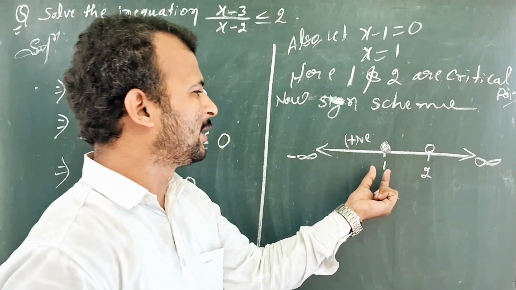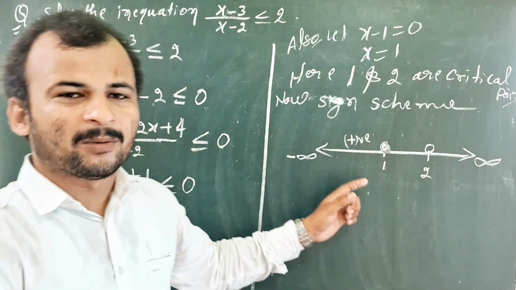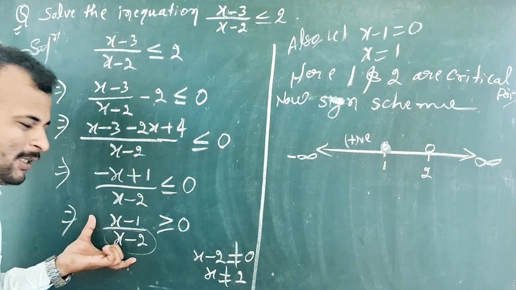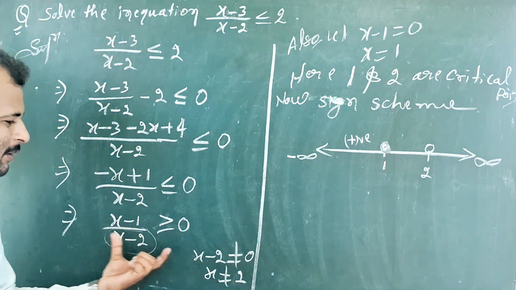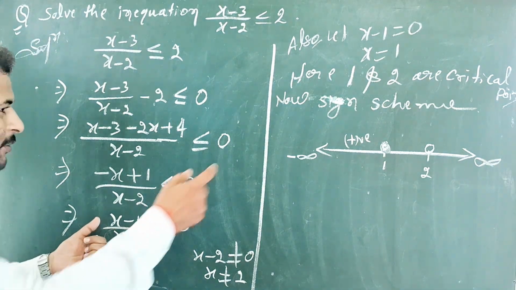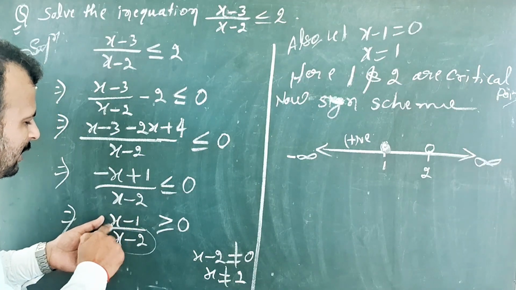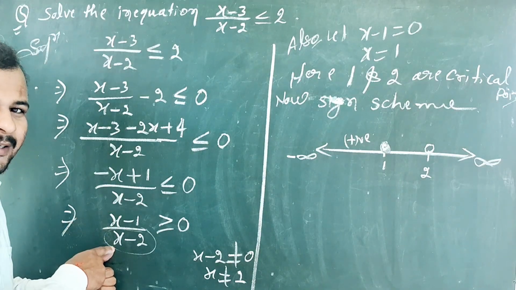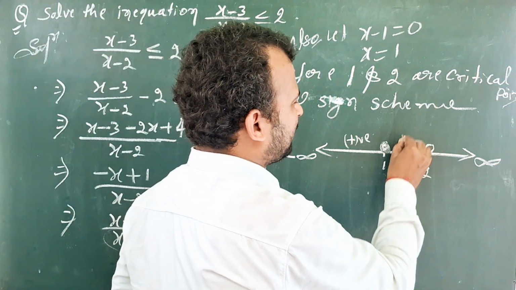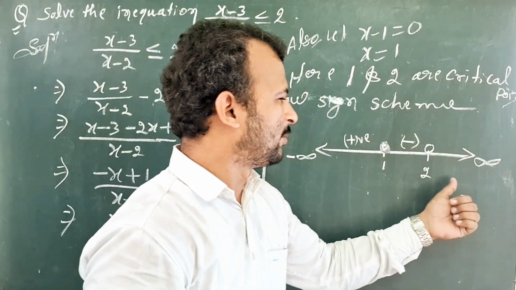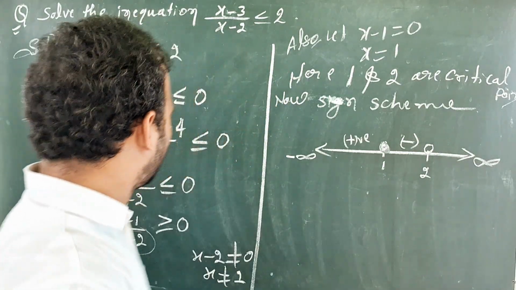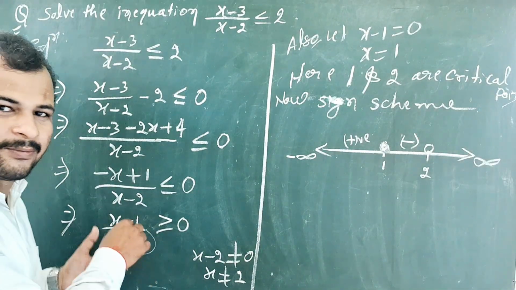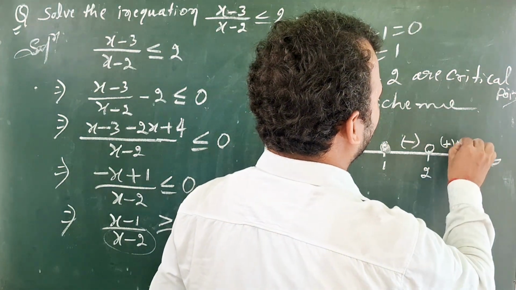And by taking any number between 1 and 2, let 1.5, means 3 by 2, if we take and put it in this inequality, it will not satisfy this inequality. Why? Because if you put 1.5 in this inequation, then the numerator becomes positive but the denominator becomes negative. Positive divided by negative is negative. So here we write negative, and after 2, means a number greater than 2, we take and put in this inequation, then it also satisfies this inequality, and here we write positive.